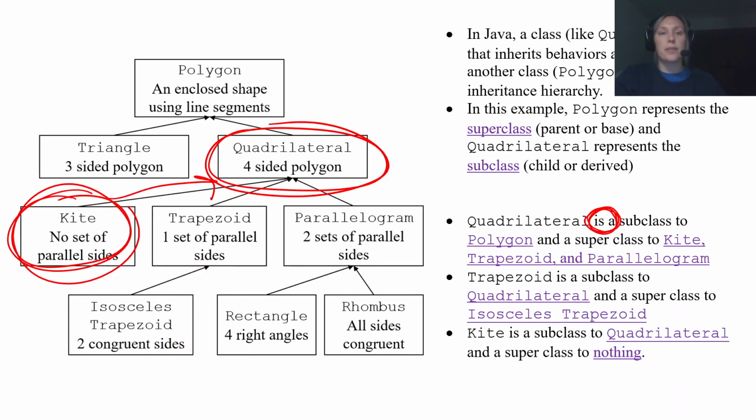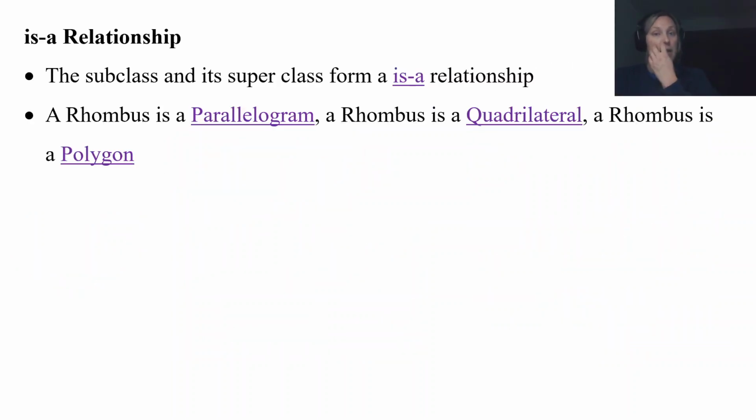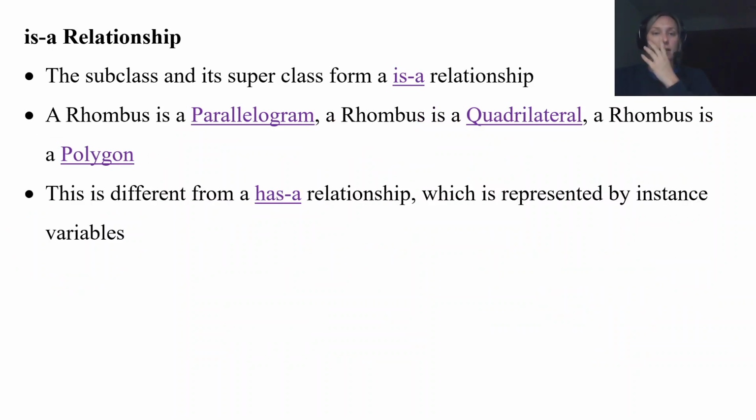Okay? All the way up through that relationship. Let me go back. Right? I wrote on all sides. So a rhombus is a parallelogram, a rhombus is a quadrilateral, and a rhombus is a polygon. Right? A rhombus has all of these properties and it adds its own. Okay? That's the is-a relationship. And it's an important one in inheritance. We've talked about a has-a relationship before. Okay?